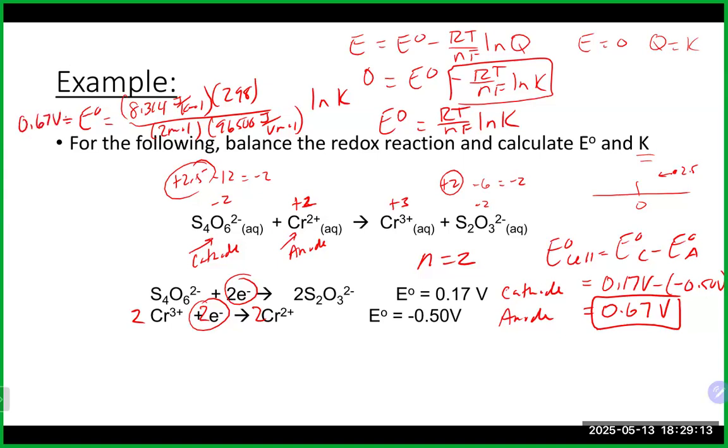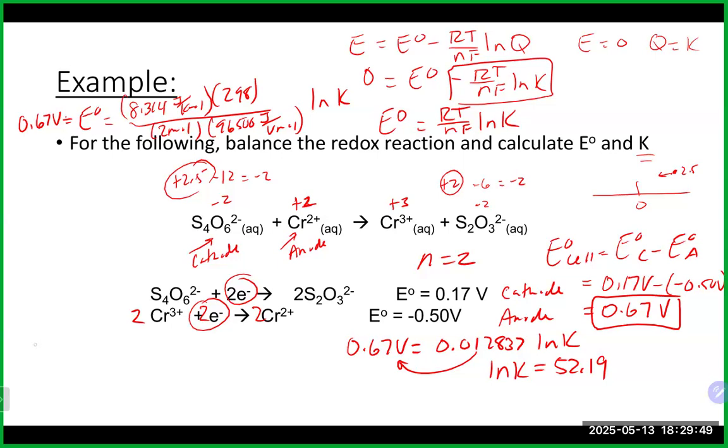0.67 volts. So cleaning up the right-hand side there, 8.314 times 298 divided by 2 divided by 96,500. Gonna get us, I'll go this way, I think, 0.67 volts equals 0.012837 natural log of K, bringing this that way. 0.67 divided by that, getting us a natural log of K is equal to 52.19, I believe, in this case.